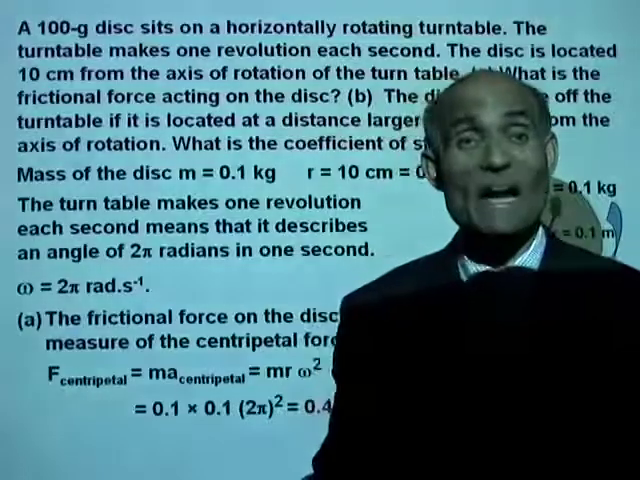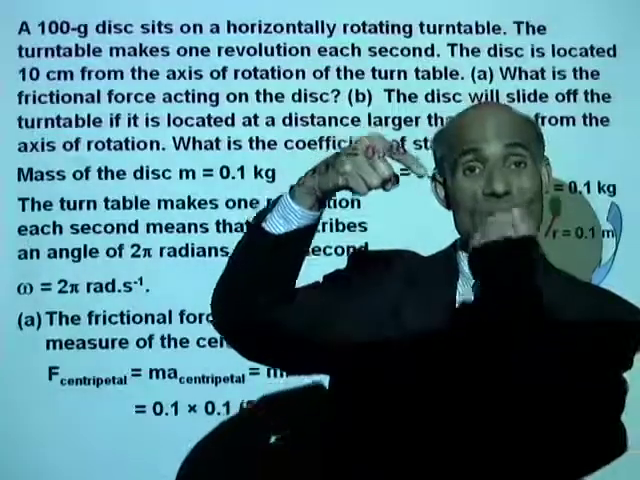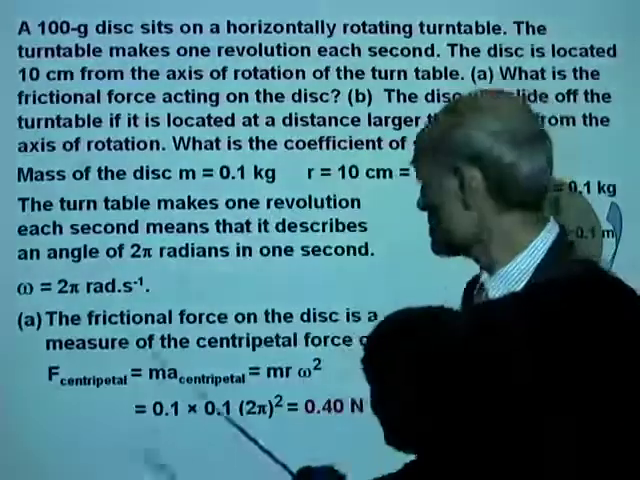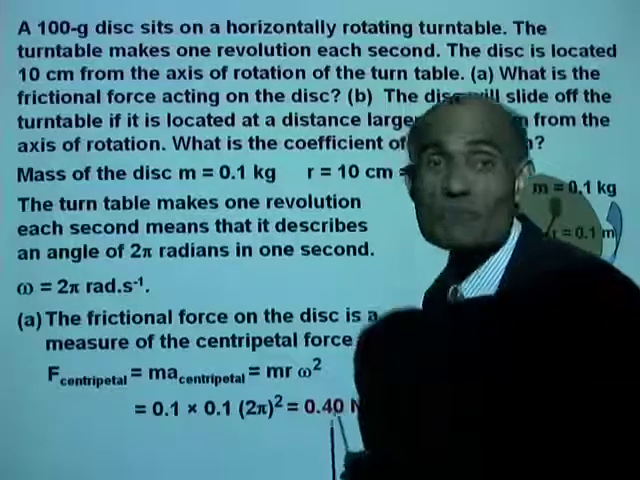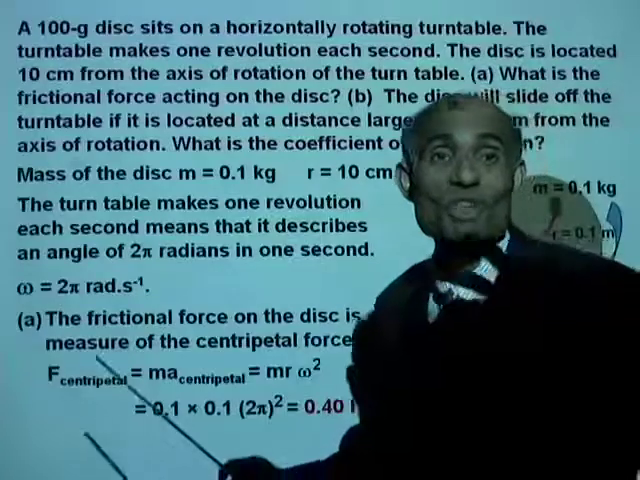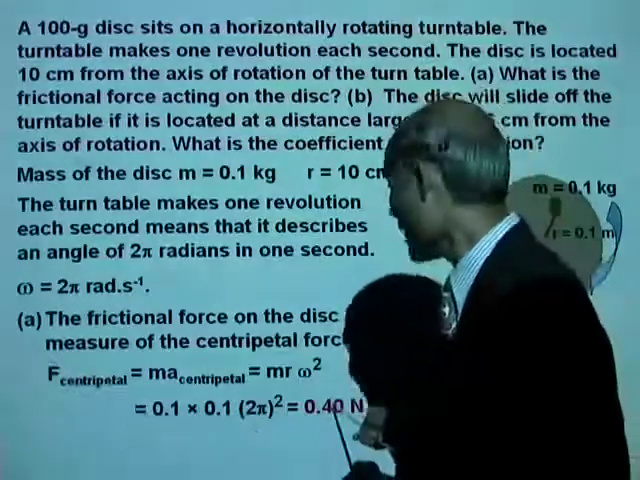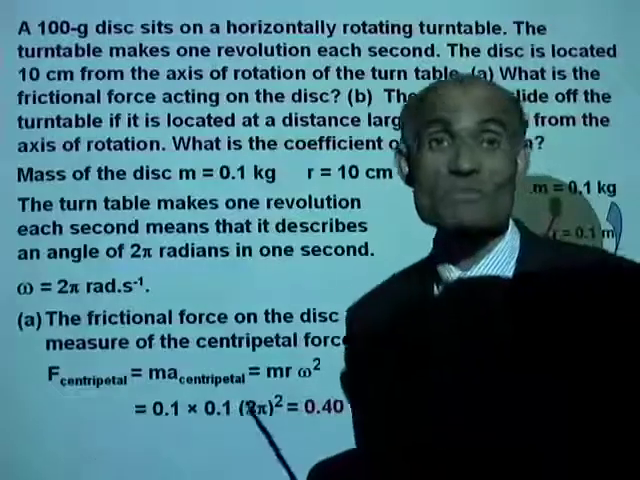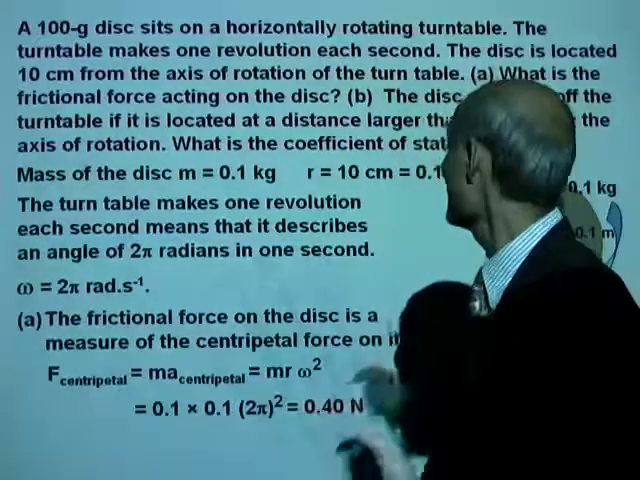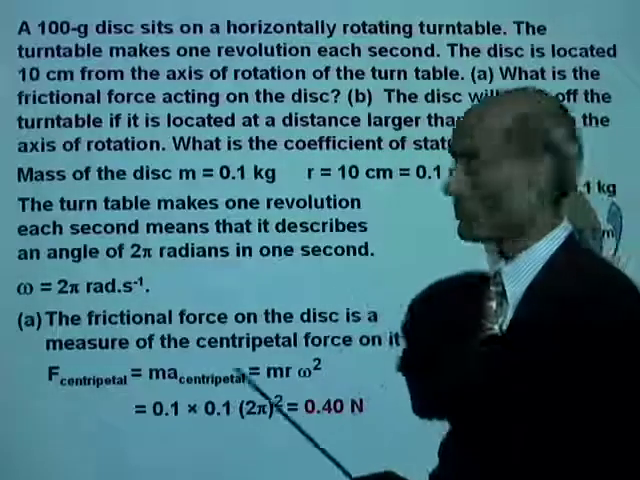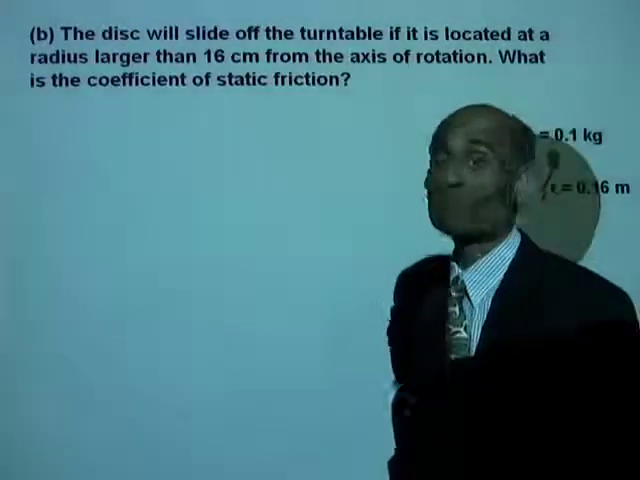In order for that disc to sit there and go around the circle comfortably, there must be a minimum force of 0.4 Newton. In the absence of this centripetal force, the disc will move away towards the tangent. And where does the centripetal force come from? It comes from the friction between the disc and the turntable. So that is the frictional force.